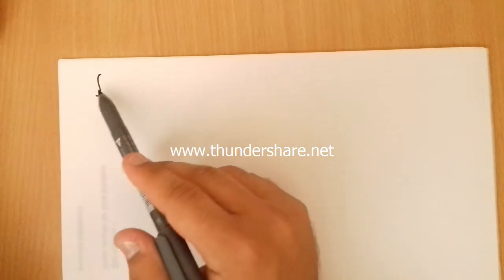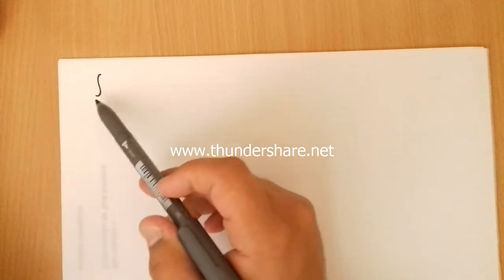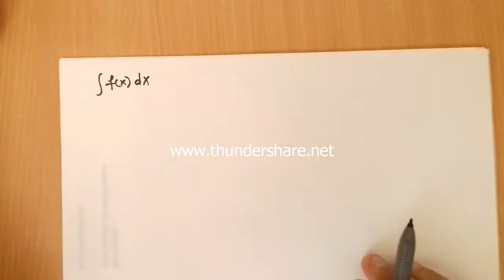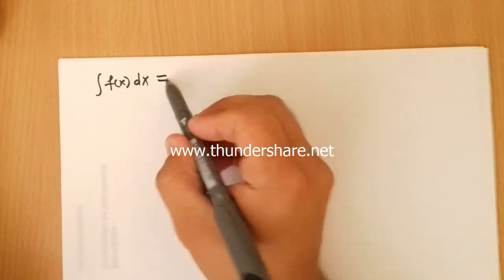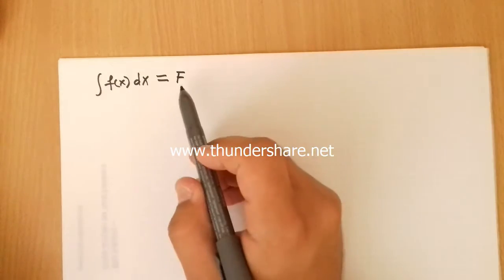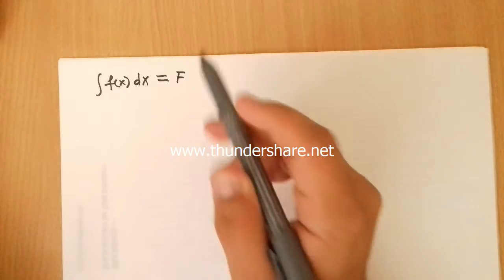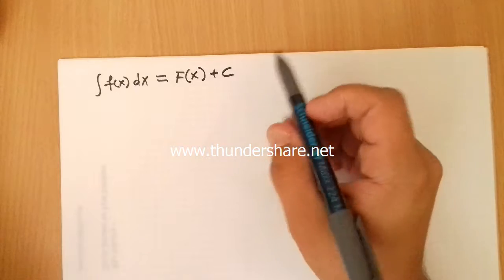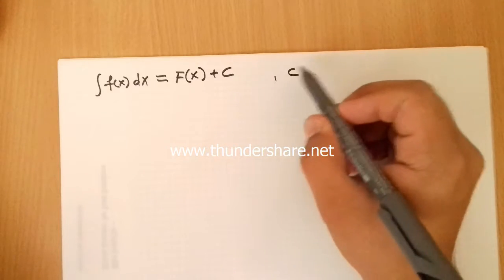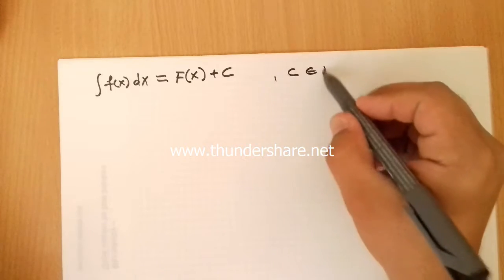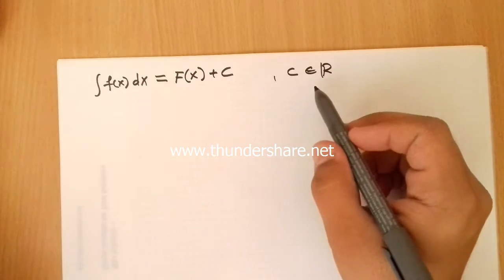This is the integral, like an S, because it's the sum, of f of x dx. It is equal to some other function which we call big F of x, plus some constant c, where c is an element of the real number line.